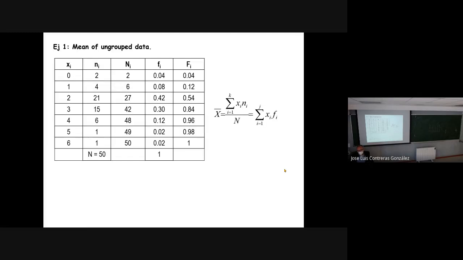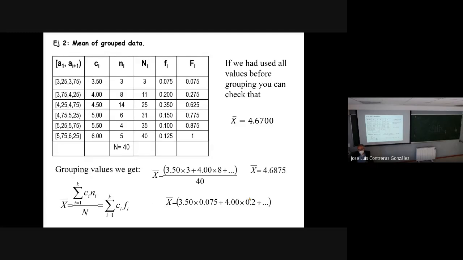Okay. For example, if we have our rooms, we can do it in two ways. Okay, this is the data for the number of children. We can either sum all the values, each value multiplied by the frequency, sum it all and divide by 50, or multiply each value by the relative frequency, and we would get 2.52 in any case. If we go to the example of the rooms, we could do the same thing.